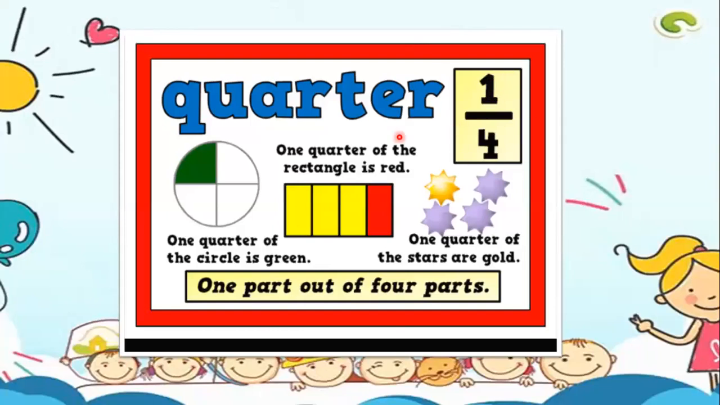One upon 4 is called quarter, in which one part is shaded out of 4 equal parts. Okay, beta, got it?